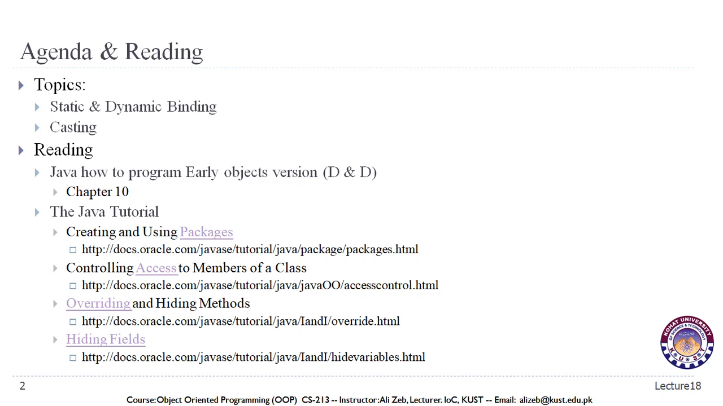The relevant reading material for this lecture can be found in chapter 10 of the book Java How to Program, Early Objects version. Then there are some relevant tutorials that can be found, for example, on creating and using packages. We have also discussed this in previous lectures: controlling access to members of a class, which we talked about in access modifiers. Overriding and hiding methods and hiding fields might be discussed in this lecture as well.